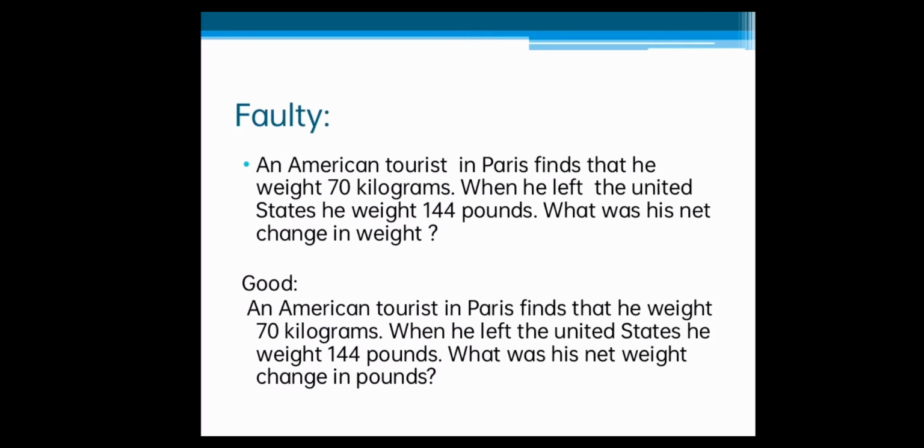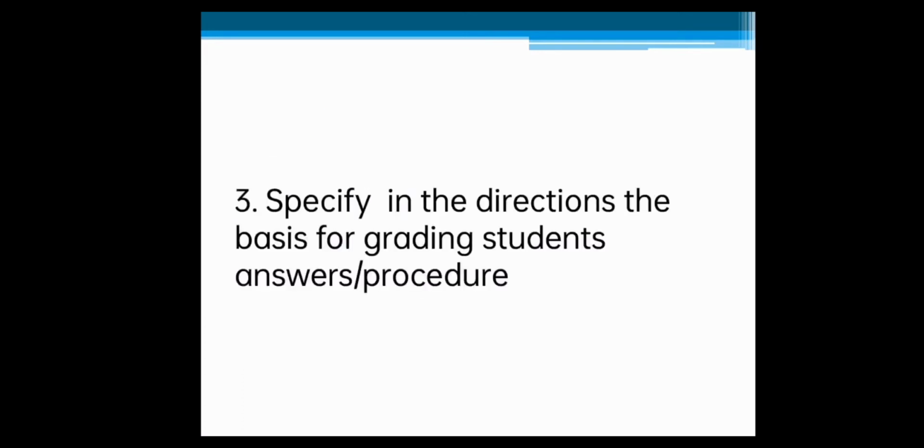Now this is the good question. An American tourist in Paris finds that he weighed 70 kilograms when he left the United States. He weighed 144 pounds. What was his net weight change in pounds? This is the better question kay it is very specific and provides direction which clearly informs the students of the type of response called for. So the third guideline is specify in the directions the basis for grading students' answers and procedures.